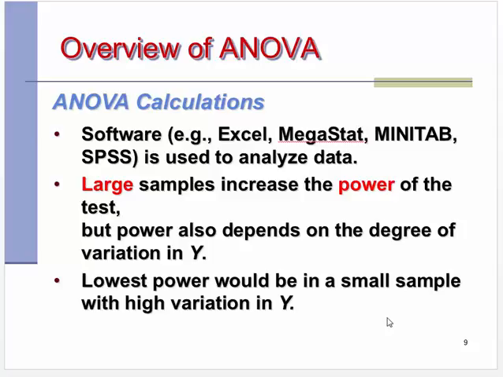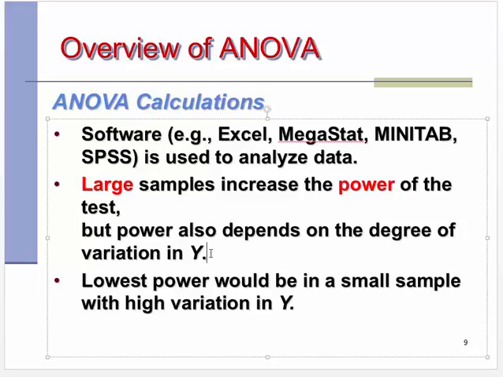Calculation of ANOVA. We can use software such as an Excel spreadsheet, MegaStat, Minitab, or SPSS to analyze the data. Large samples increase the power of the test, we can see. But the power also depends on the degree of variation in Y. Lowest power would be in a small sample with high variation in Y, and that would be the really bad situation. Right?